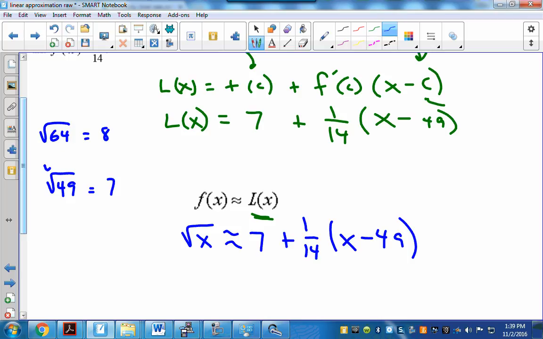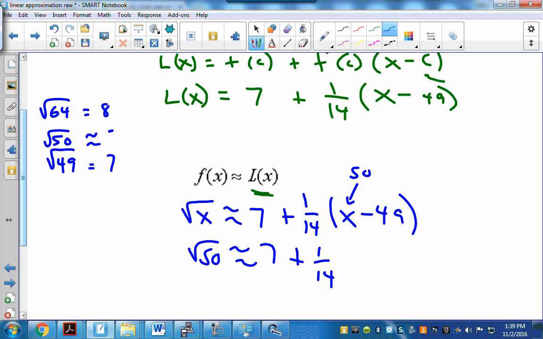Well, it's square root of 50. Don't we agree it has to be between 7 and 8? And slightly more than 7, right? Closer to 7 than 8? All this does is it gives you a nice way of doing that. It gives you a tangent line approximation. There are other ways to approximate it. Square root of 50 is about 7. We knew that. But we're going to add a little bit more. This is how much we add. We're going to put 50 right there. 50 minus 49 is 1, so that's 1/14. There, 7 plus 1/14. That's our approximation. That's the tangent line approximation.